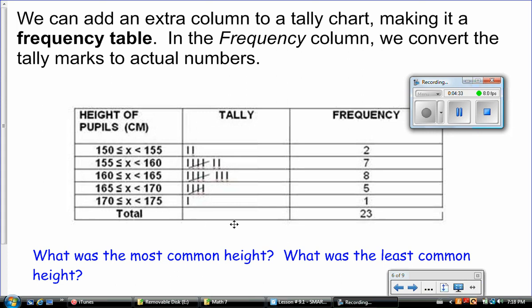Okay, and again, they've extended this chart by adding the frequency column. All they've done is they've just counted the number of tally marks in each row. So for example, in the first row, there were 2. The second row, there were 7. The third row, 8, and so on. So questions to think about, and we'll talk about them tomorrow. What was the most common height? And what was the least common height? So you can pause the video here to think about your answers, and then we'll move on.